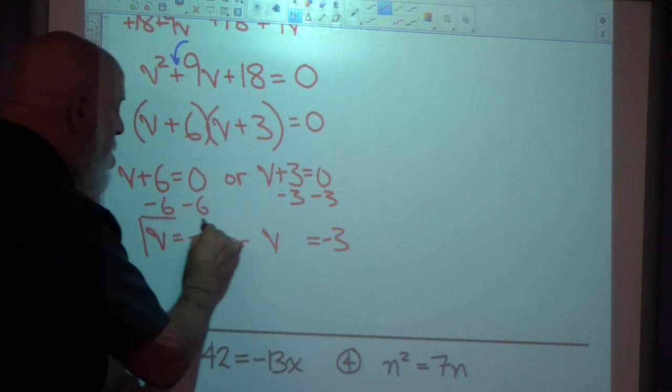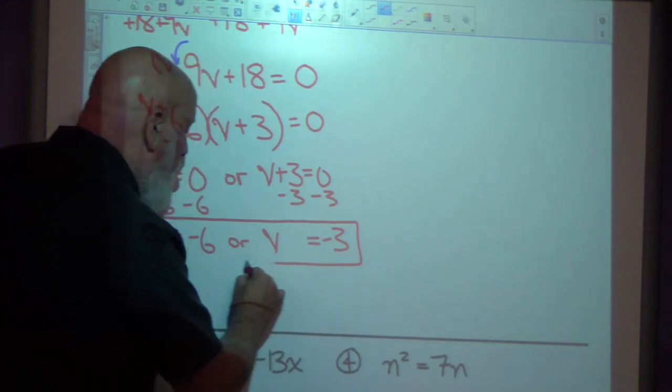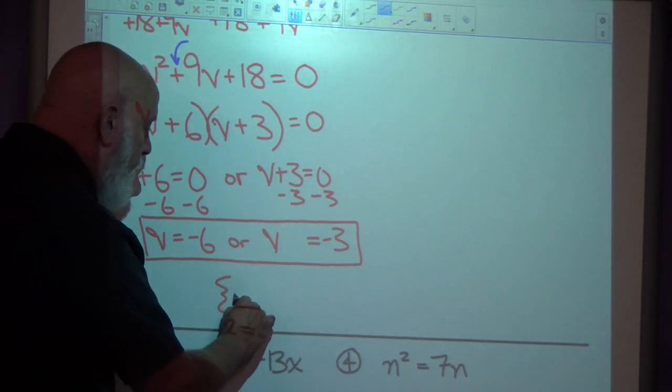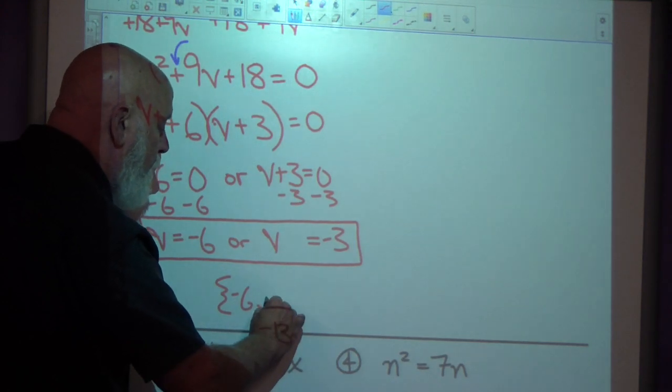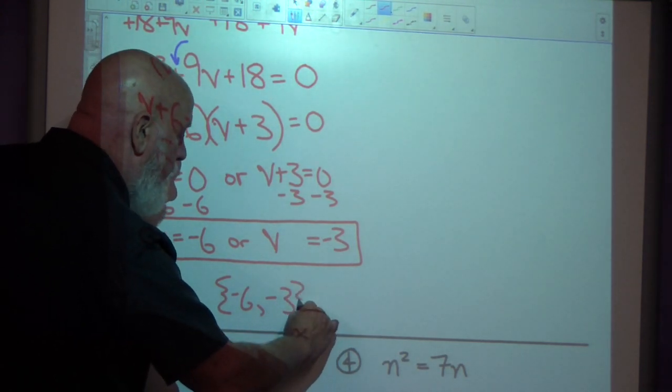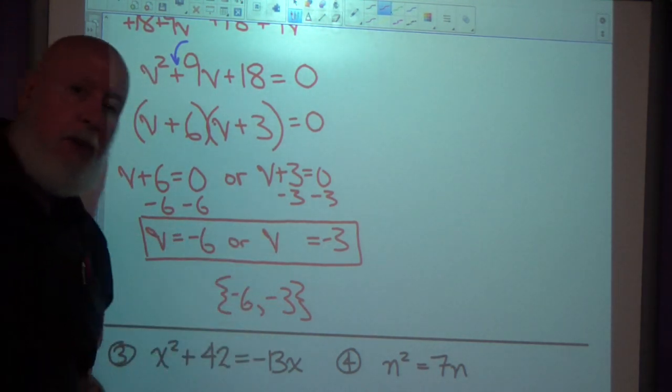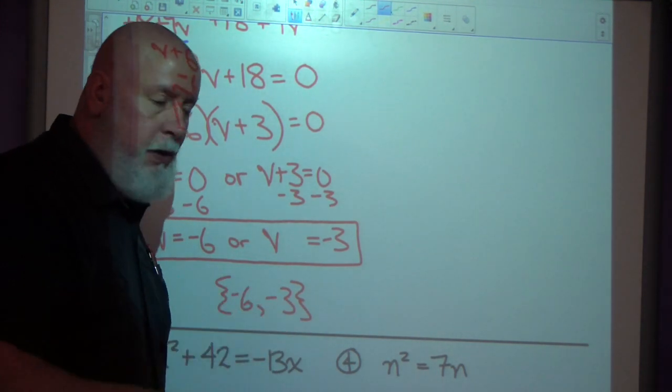You could write your solution like this. Oftentimes you'll see it written in set notation. Okay. And it doesn't matter which one comes first. Either one of them could be listed first.